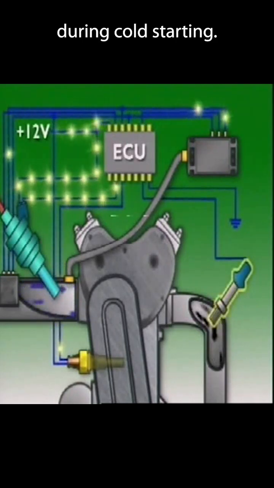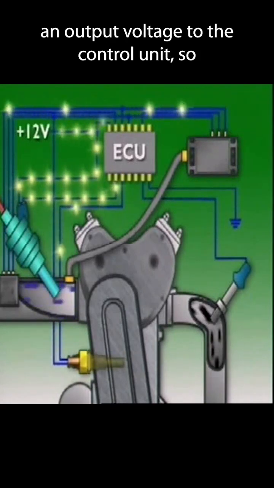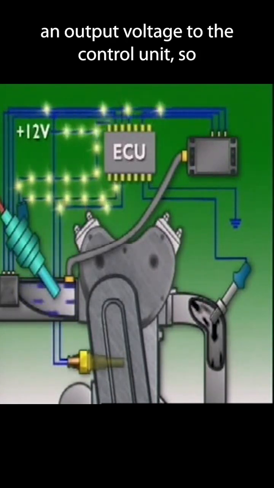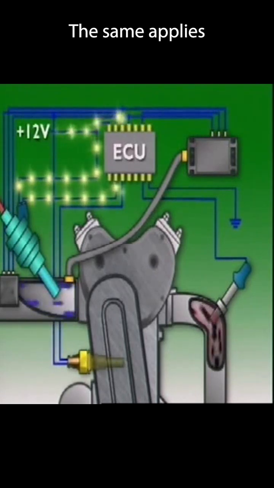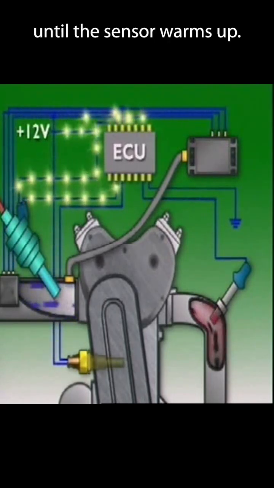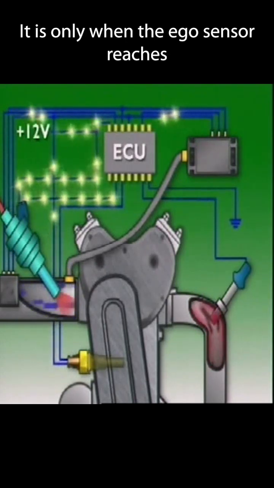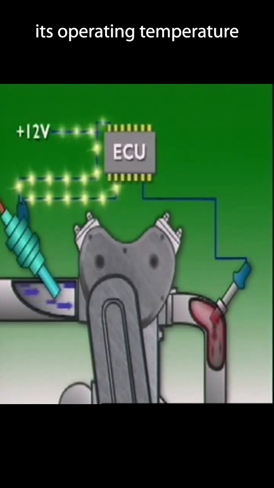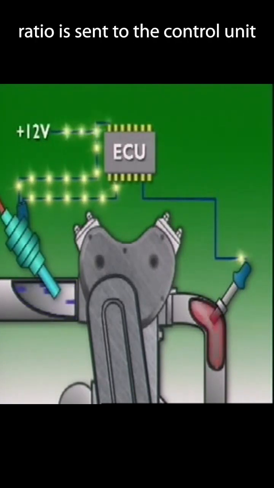During cold starting, this sensor is at too low a temperature to provide an output voltage to the control unit, so it operates in open loop. The same applies until the sensor warms up. The control unit is in open loop. It is only when the EGO sensor reaches its operating temperature that a voltage corresponding to the air-fuel ratio is sent to the control unit.